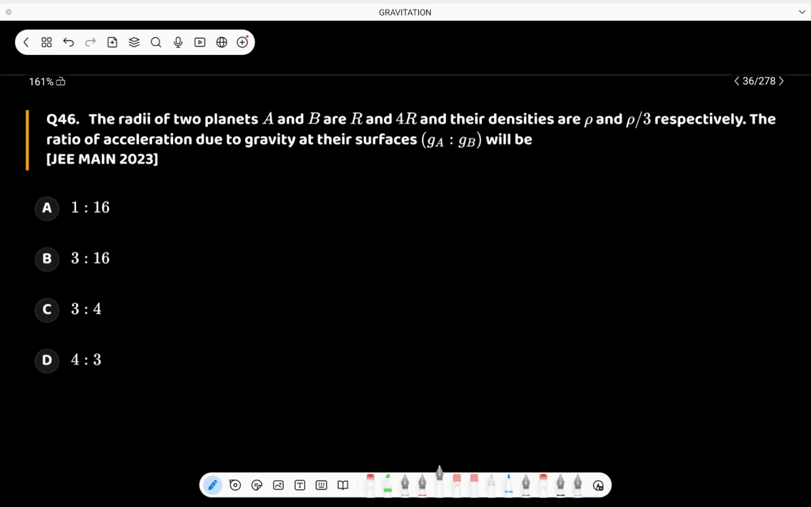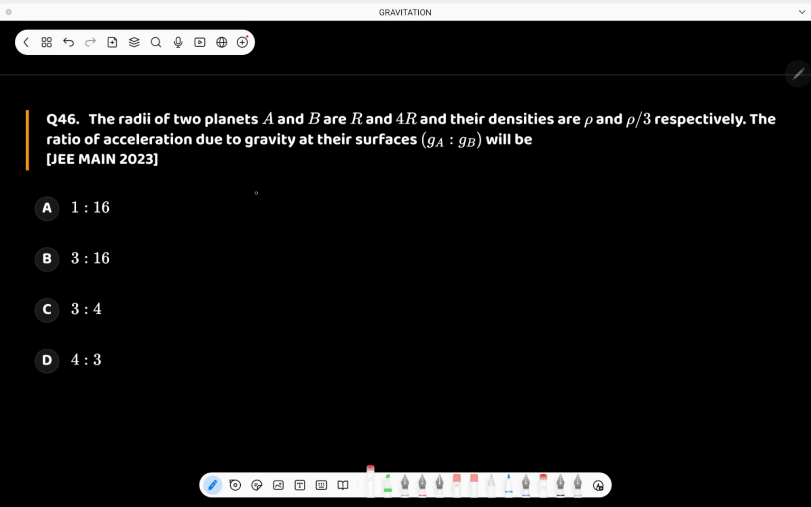This question has been asked in JEE Main 2023, and the question is like this: the radii of two planets A and B are R and 4R. So that means the radii of the two planets are given to you. Their densities are also given, rho and rho by 3. The ratio of the acceleration due to gravity, that means GA is to GB, we have to calculate.